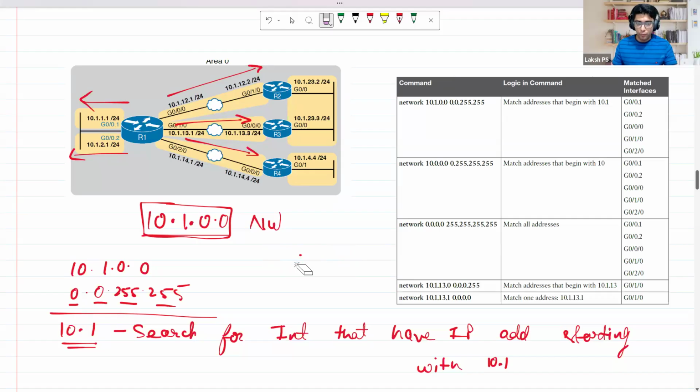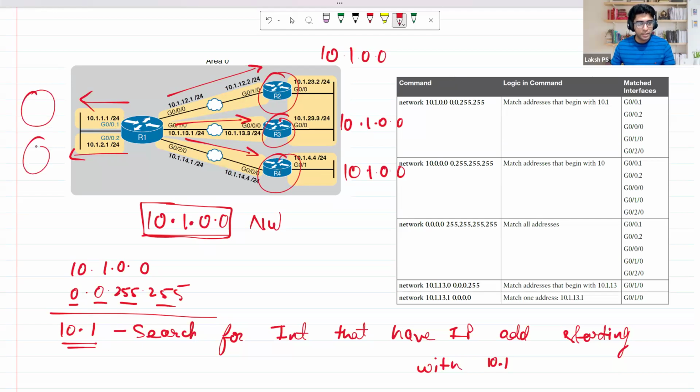All right. Now, why is it advertising, and what will happen with this advertising? In R2's routing table, the 10.1.0.0 network will be populated. R3's routing table also, 10.1.0.0 will be populated. R4's routing table also. Whatever devices are present over here, in their routing table also 10.1.0.0 will be populated. And it will also be populated with the interface that they received this message on.